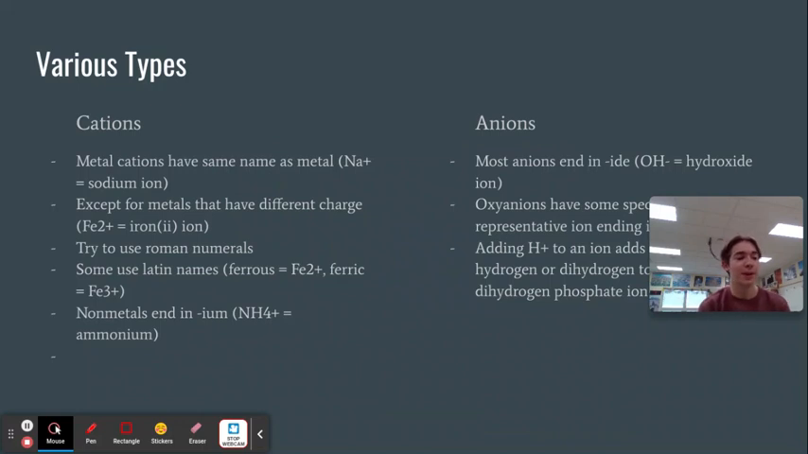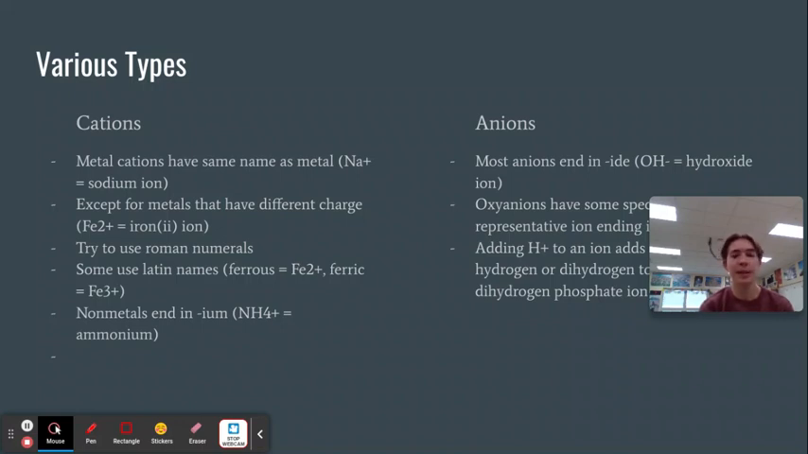So some various types of inorganic compounds are ionic compounds. We'll go into cations first because we're going to go into how the nomenclature works. With metal cations, the name most of the time is the same as the metal. So a sodium ion, Na+, that's just called the sodium ion.